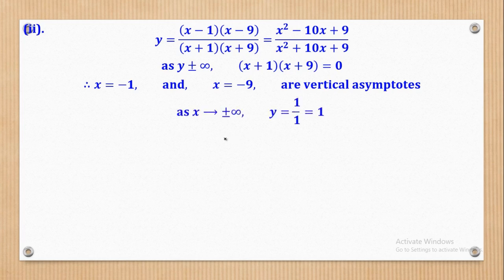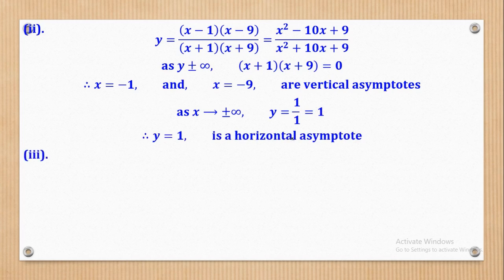Then as x tends to plus or minus infinity, y will be equal to 1 over 1 because the coefficient here is 1 and the coefficient here is 1. That's why you see 1 over 1, which is equal to 1. So what does that mean? It implies that y equal to 1 is the horizontal asymptote.